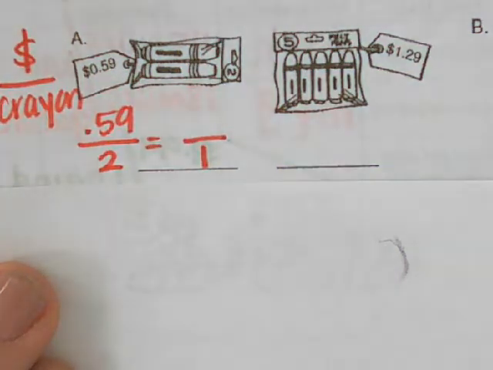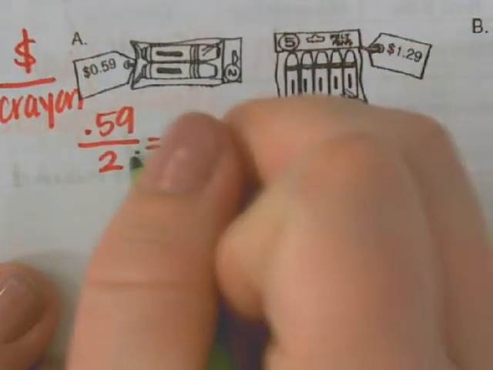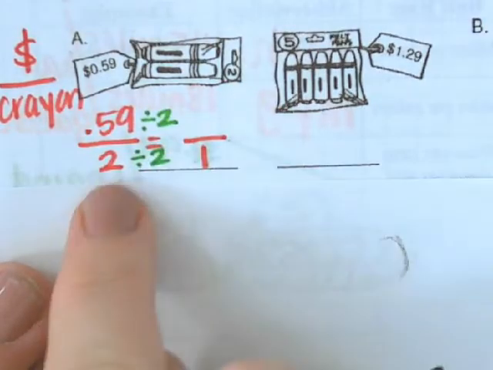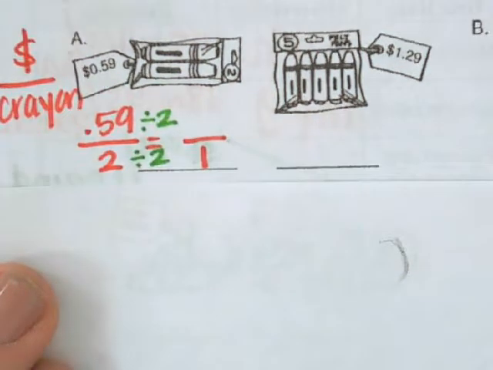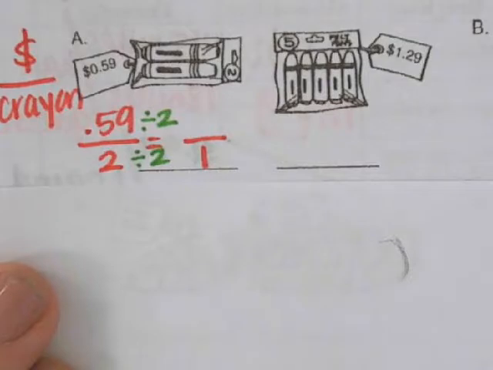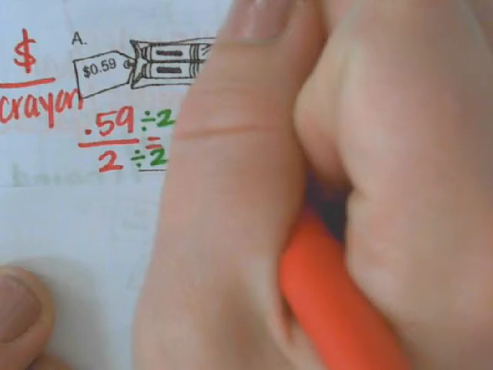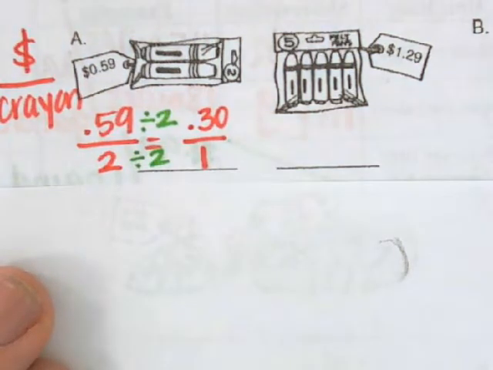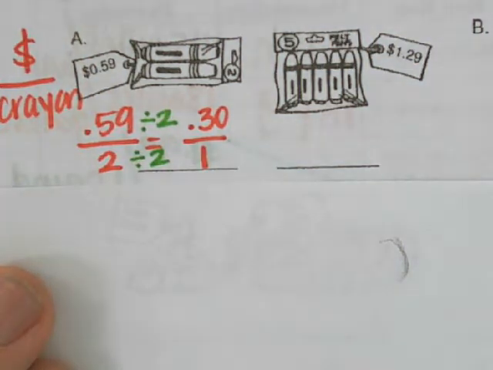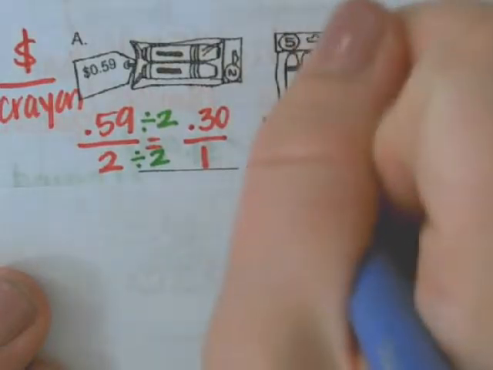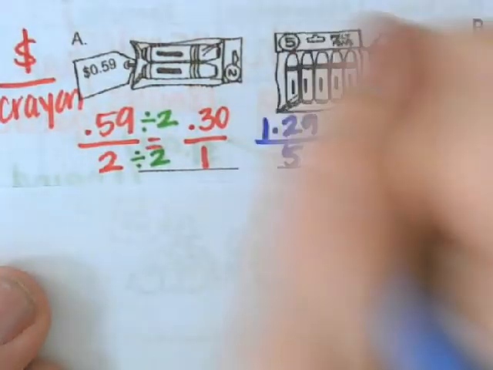Remember, I want to figure out how much would it be for 1 crayon. In order to solve this, I'm going to divide the numerator and the denominator by the denominator. So that's 2. 2 divided by 2 is 1. 59 cents divided by 2, I'm going to have to round, and that's about 30 cents per crayon. Now, let's take a look at this second set. It is $1.29 for 5 crayons.